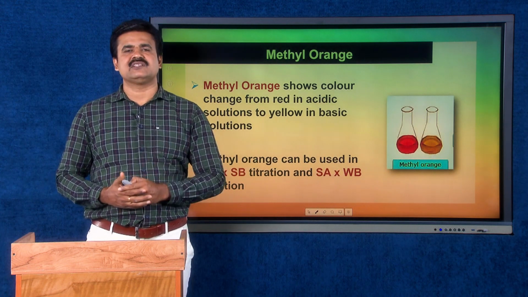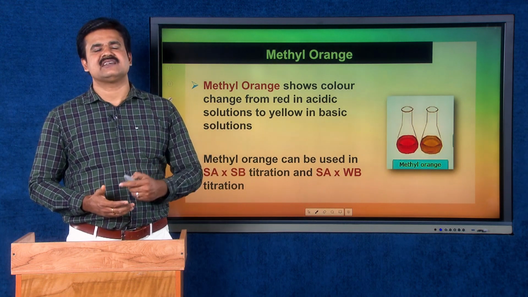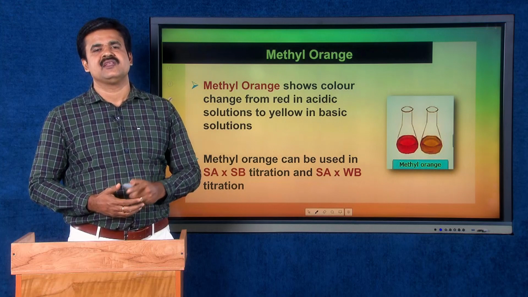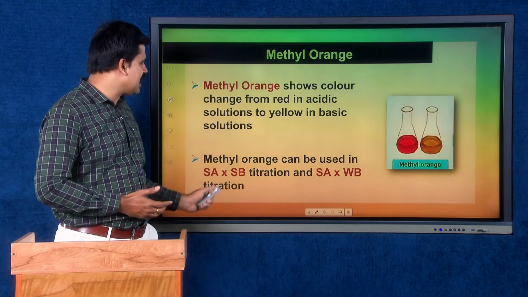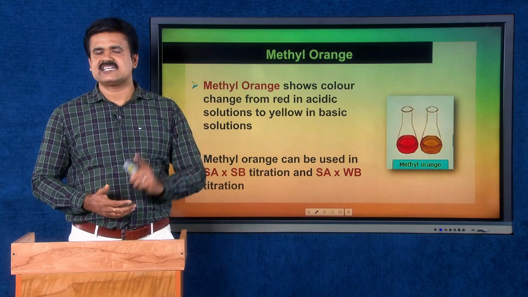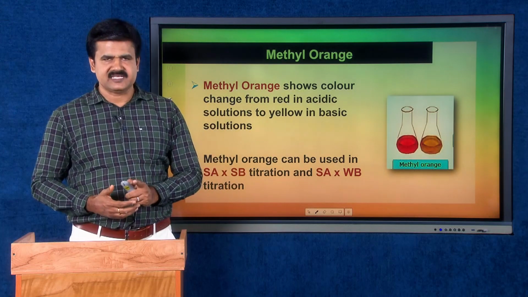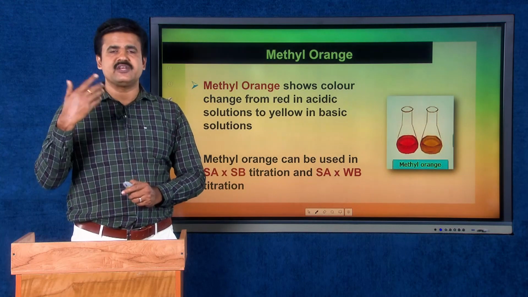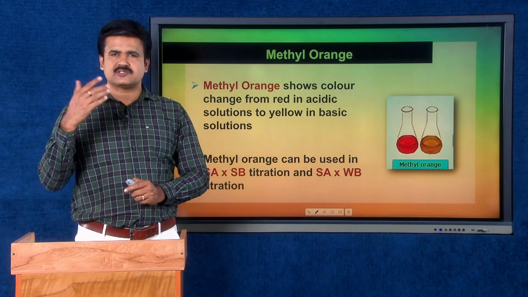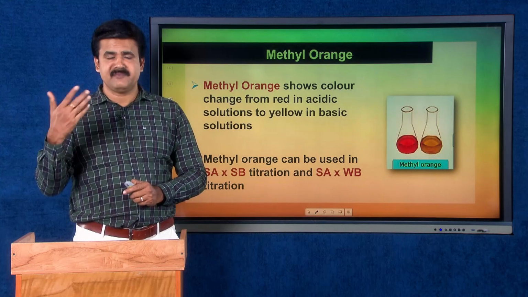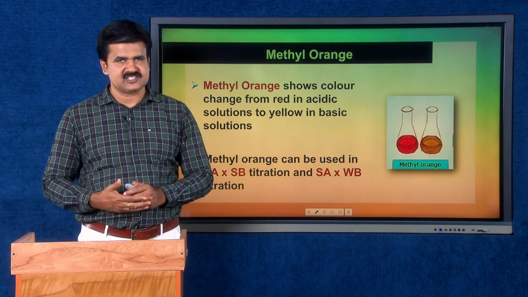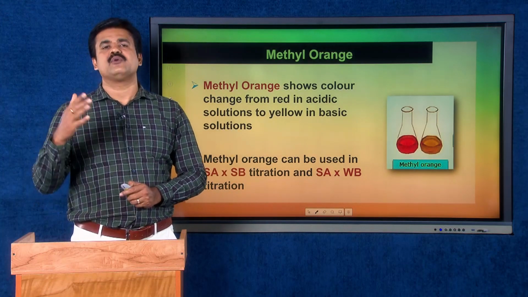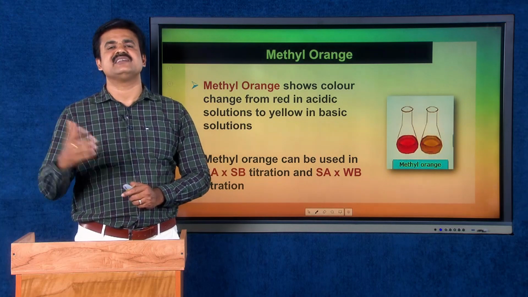Now, methyl orange can be used in acid-base titrations in volumetric analysis, preferably the titration between a strong acid and a strong base, and the titration between a strong acid and a weak base. There are two kinds of acids called strong acid and weak acid. There are two kinds of bases called strong base and weak base. A strong material will undergo complete ionization, whereas a weak substance will undergo only partial ionization. A good example for a strong acid is HCl, and for a weak acid, acetic acid. A good example for a strong base is NaOH, and for a weak base, ammonium hydroxide.